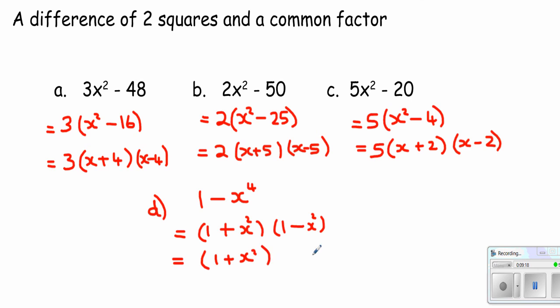And then for this bracket here, we can make that into a difference of 2 squares to make two identical brackets. Square root of 1 is 1. Square root of x squared is x. And then we make again one bracket positive and one bracket negative.